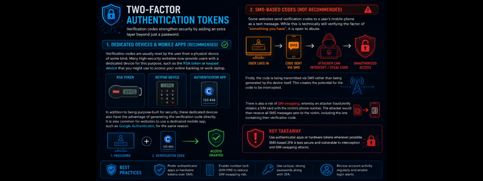On the other hand, some websites send verification codes to a user's mobile phone as a text message. While this is technically still verifying the factor of something you have, it is open to abuse. Firstly, the code is being transmitted via SMS, rather than being generated by the device itself. This creates the potential for the code to be intercepted. There is also a risk of SIM swapping, whereby an attacker fraudulently obtains a SIM card with the victim's phone number. The attacker would then receive all SMS messages sent to the victim, including the one containing their verification code.